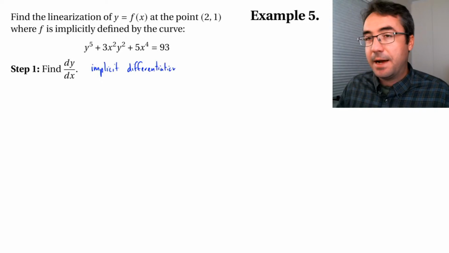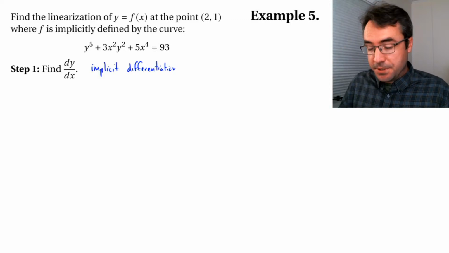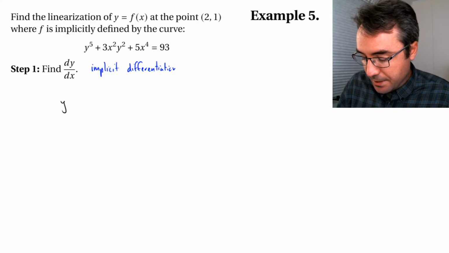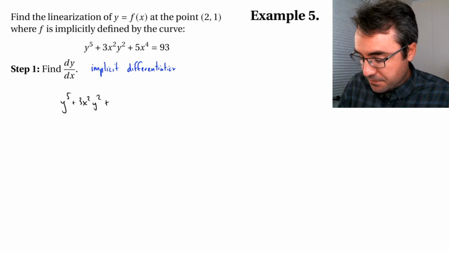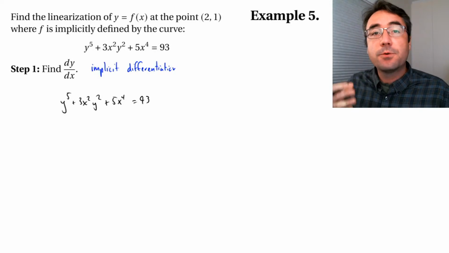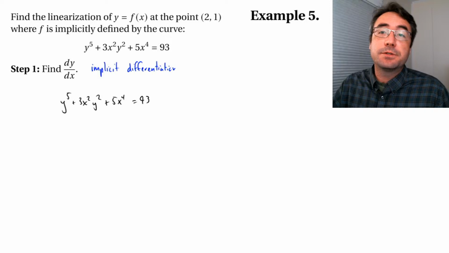So let's remember how implicit differentiation works. We write down our equation, y to the power 5 plus 3x squared times y squared plus 5x to the power 4 equal to 93. And then we go through and we apply the derivative to every single term.